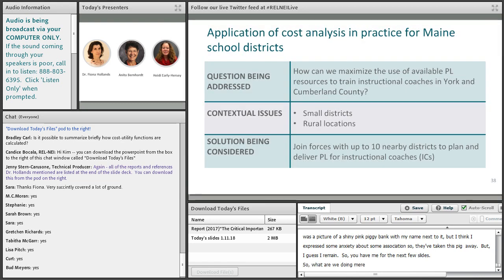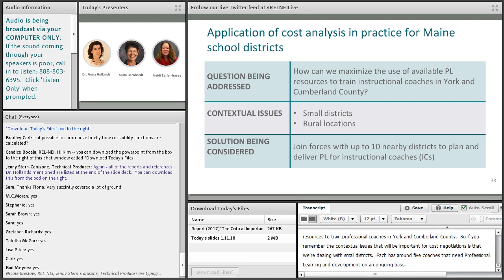So what are we doing here? We are doing a cost analysis, an application of a cost analysis in practice for the Maine school districts. And the question that Anita, Heidi, and I were trying to address was how can we maximize the use of available professional learning resources to train instructional coaches in York and Cumberland County. So if you remember, the contextual issues that will be important for cost considerations is that we're dealing with small districts. Each has around 5 coaches that need professional learning and development on an ongoing basis.